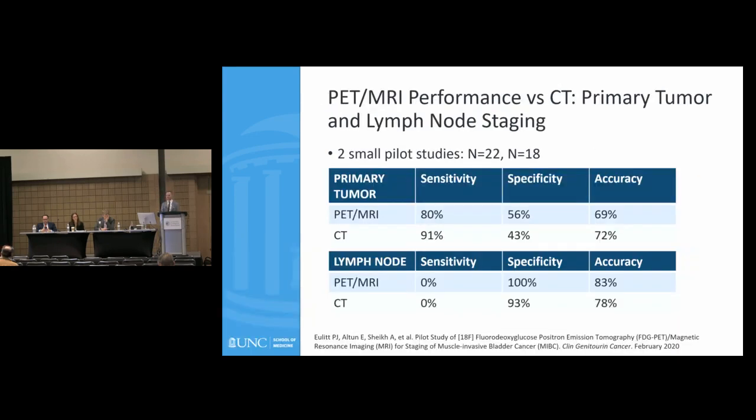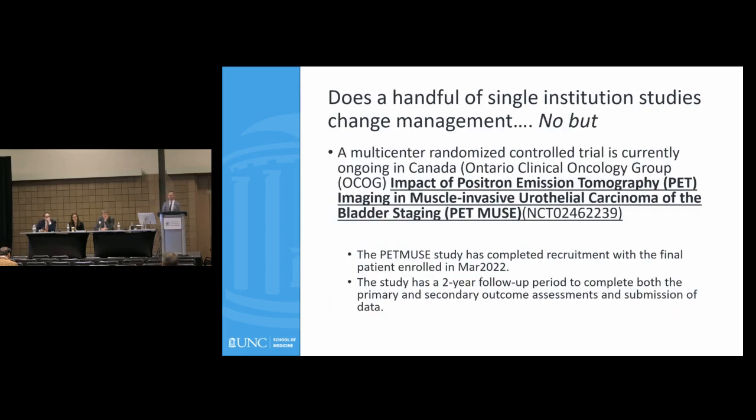Begs the question, should we be doing PET with MRI, since MRI has higher performance characteristics for soft tissue? A couple of small studies have looked at this. Essentially, the lymph node yield in the cystectomy drove the sensitivity, and the take-home message is that this appears similar to CT and FDG PET. So do a handful of institutional studies change management? No, but there's this wonderful group in Canada who's doing a large multi-center prospective trial on this topic.